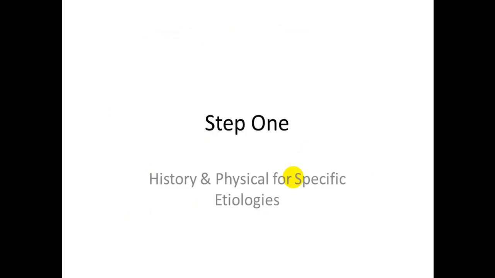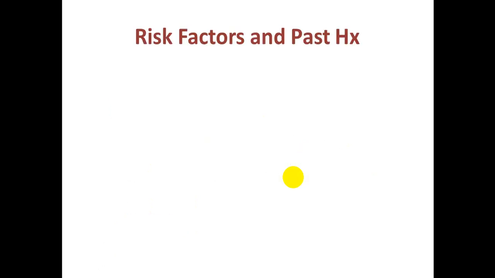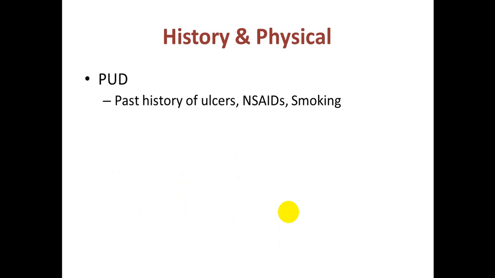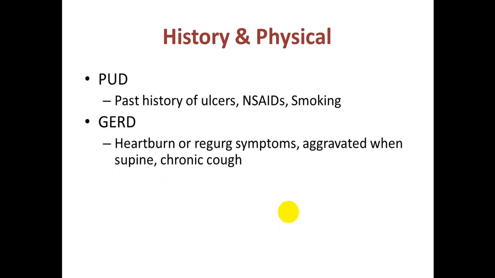So step 1 in the management is history and physical examination: risk factors and past history, smoking, drug use, ethanol, previous history, personal history, history of GI bleeding, diabetes, hypothyroidism, colitis, and anxiety, previous OGD or any pathology in the GIT system. History and physical examination, peptic ulcer disease, past history of ulcer.